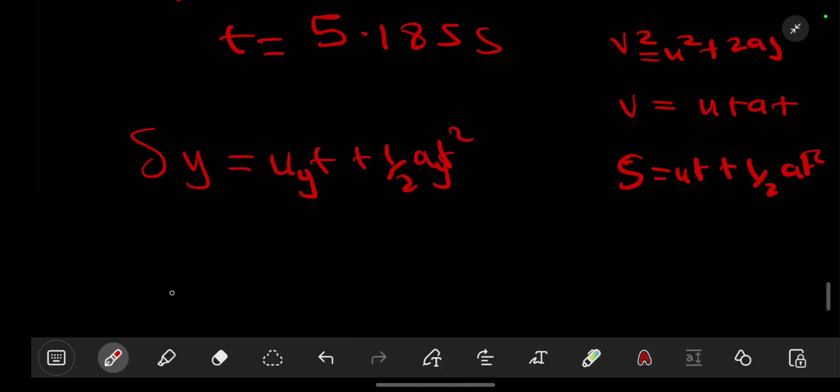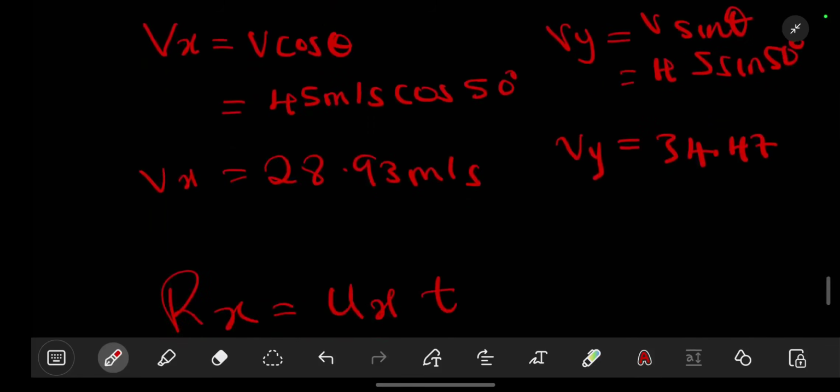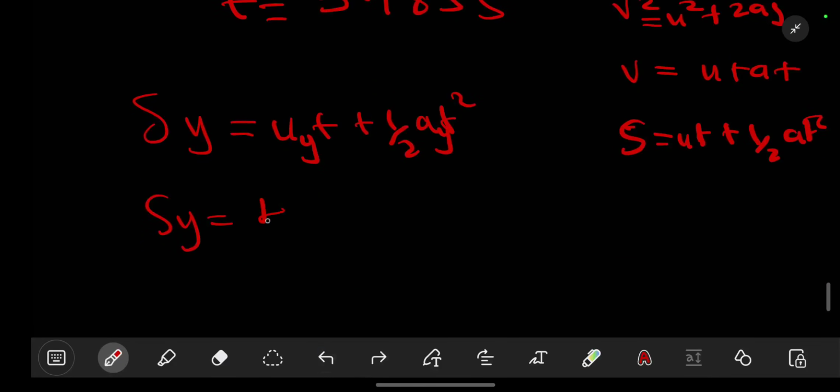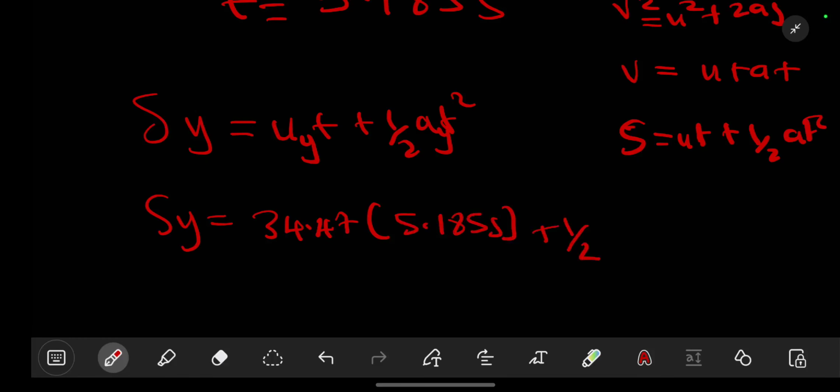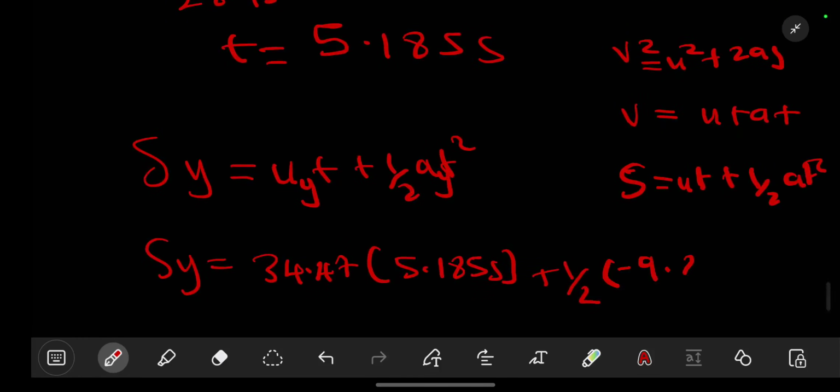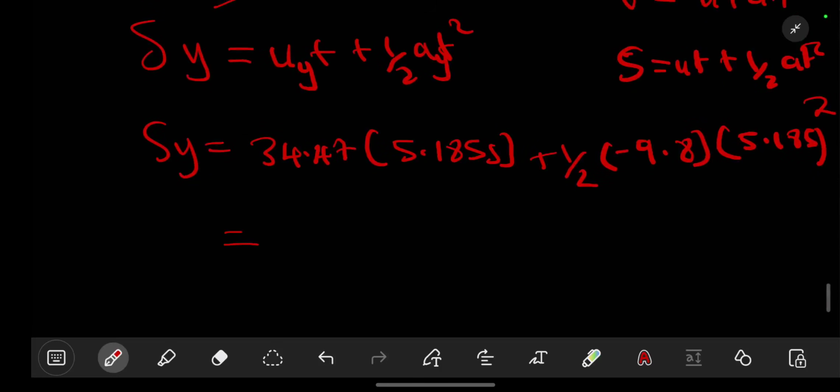So our sy in this case, which we don't know, should be equal to our initial velocity for the arrow, which is 34.47, times our time, which is 5.185 seconds, plus half times our a, which is negative 9.8, since when it was thrown up, the gravity was acting downwards, times our time, 5.185, squared.